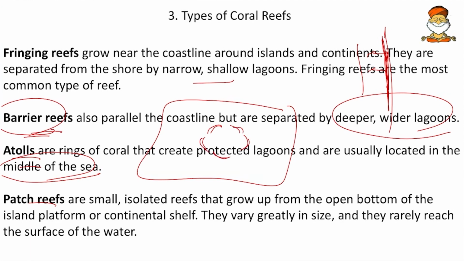Okay, so inside this we can have lagoon. And then patch reef. Patch reef means very irregular coral reefs, and they can form everywhere. Even in the edges of the fringe reef or the barrier reefs, we can have some small patches of corals, and they can form these patch reefs. So these are the ones.